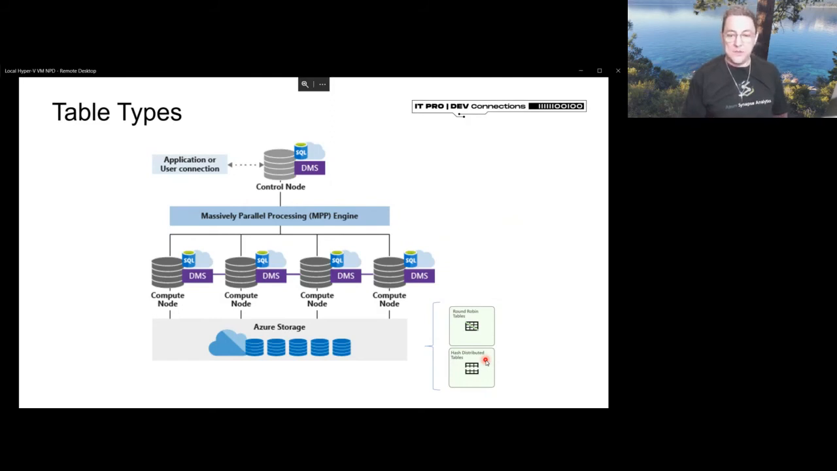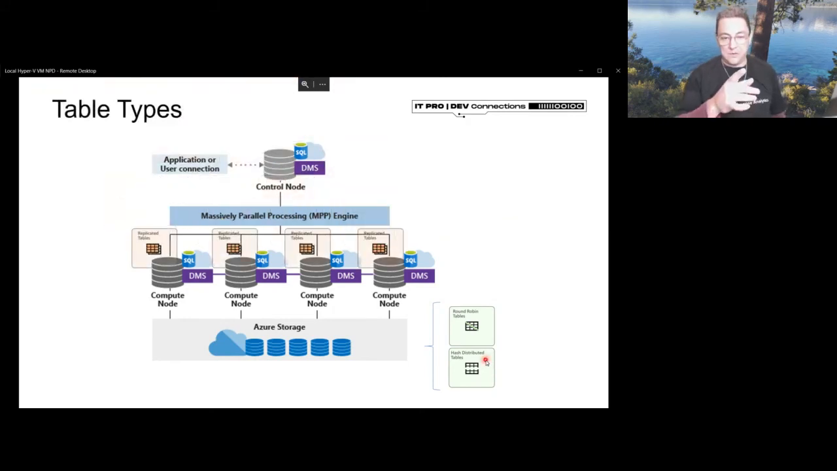The round robin and the hash distributed tables always live in the storage place, in the 60 distributions, while the replicated ones live in the compute nodes. And this is the reason they are called replicated, because the same table is copied over, right? It is broadcast over to all compute nodes. There is a copy of that table on each compute node.